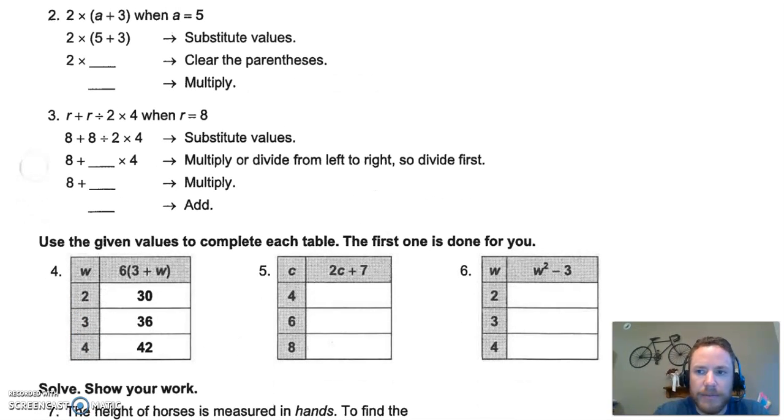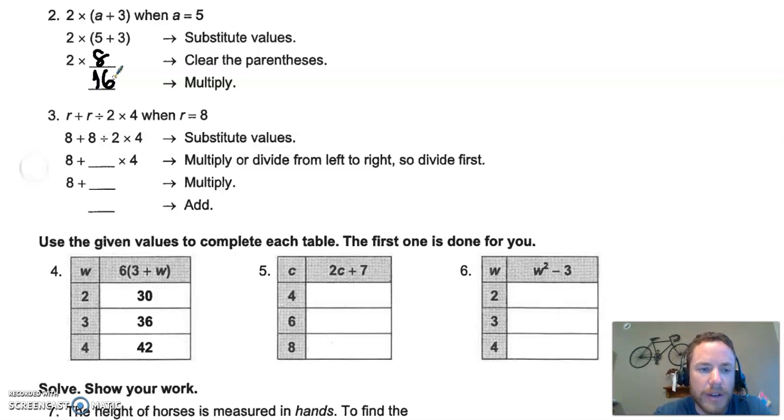And it reads 2 times, and then in parentheses we have a plus 3 when a equals 5. That means we're going to take the a out and replace it with 5. And so that's what it says to do here. Substitute values. Then we're going to do 5 plus 3, that is 8. And that's because inside parentheses goes before multiplication. Then we do 2 times 8 and we get 16.